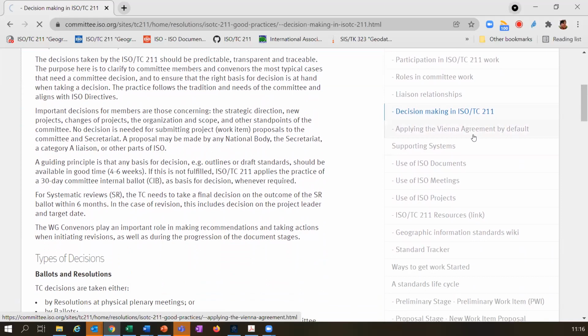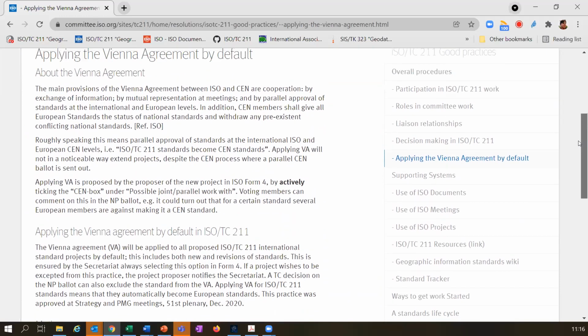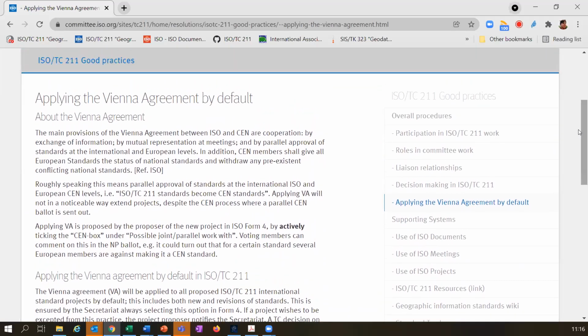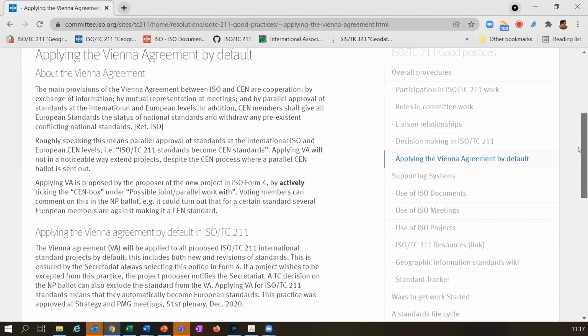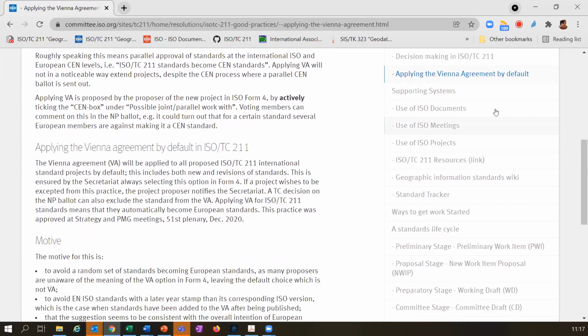Vienna Agreement, there are always a few questions. We have taken the strategy to work collaboratively with the European standardization body, CEN, and have all of our standards covered by the Vienna Agreement. So that means that all of our ISO standards are also becoming EN ISO standards in the end. And that's a little bit of information about those kinds of things.